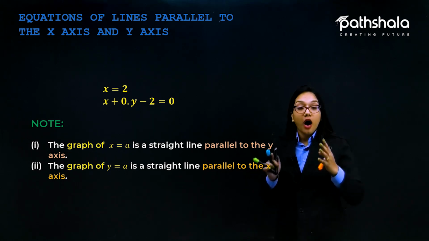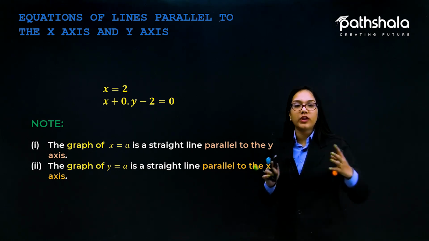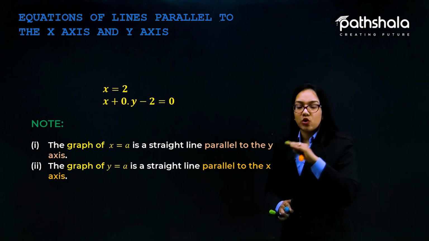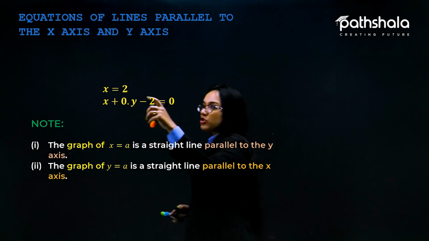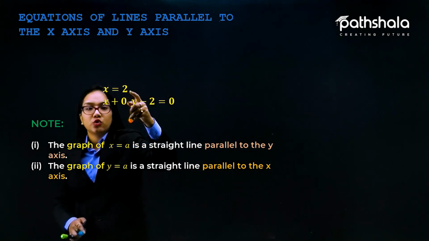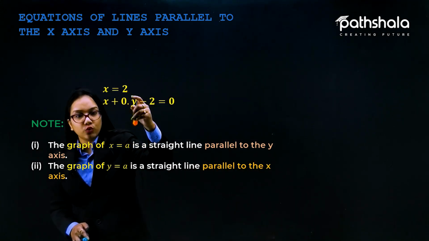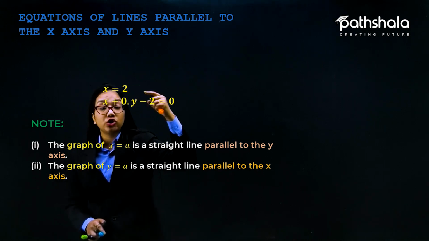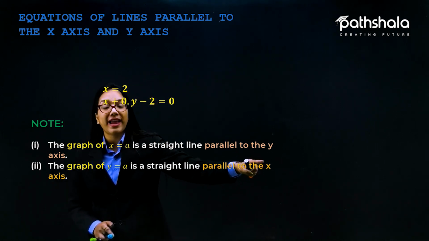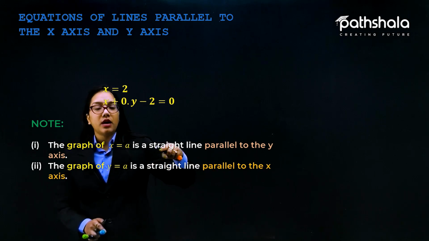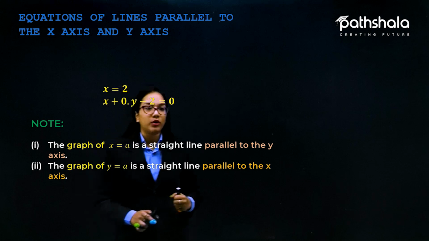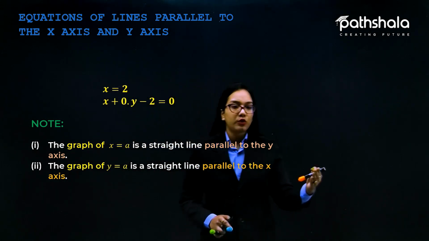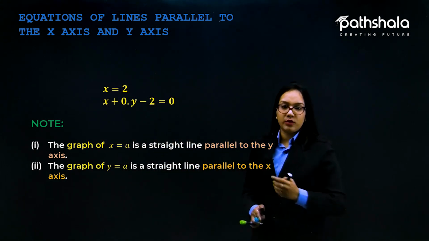Let's see how we are concluding these two points. Let us suppose I'm drawing the graph of x is equal to 2. Remember, x is equal to 2 makes a straight line which is parallel to the y-axis. According to this note, it comes out to be parallel to the y-axis. So let's see how it comes out to be a straight line which is parallel to the y-axis.